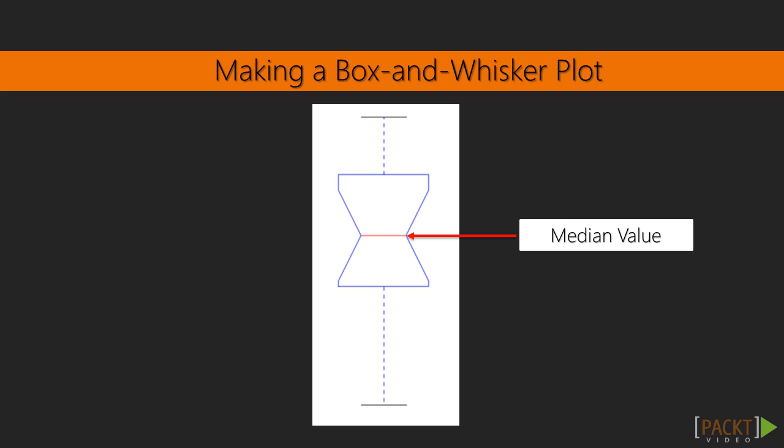Optionally, the box can also carry information about confidence intervals around the median. This is represented by a notch in the box. This information can be used to indicate whether the data in the two series is of a similar distribution. However, this is not rigorous and is just an indication that can be visually inspected.